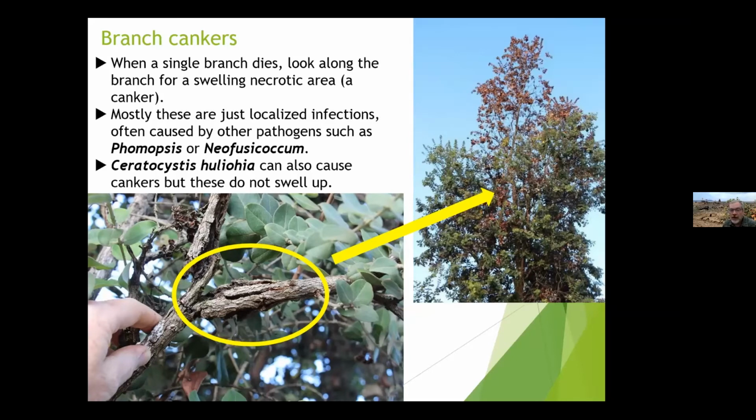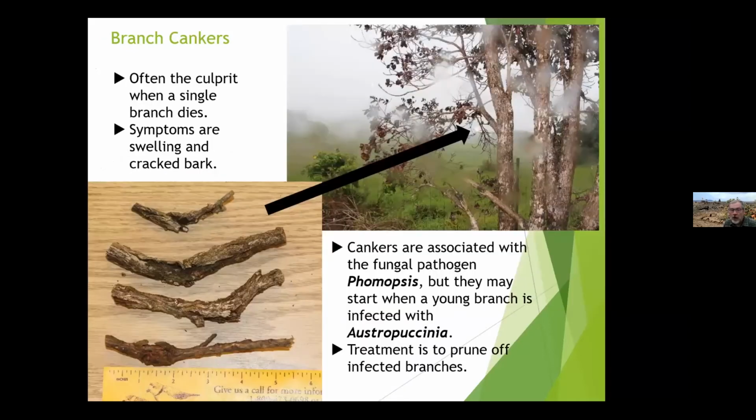So if you see a branch looking like that on a tree, go up to the tree and see if at the base of the branch it's kind of swollen up like that and cracked. That's a different fungus. That's not Ceratocystis that does that. Ceratocystis huliohia will kill a single branch sometimes, but it's this swelling and cracking that you see. This is a different fungus, and the treatment for that is just to prune off the infected branches, just typical arboriculture treatment. So single or multiple tiny little branches or small branches on a tree that die are typically not a ROD symptom.